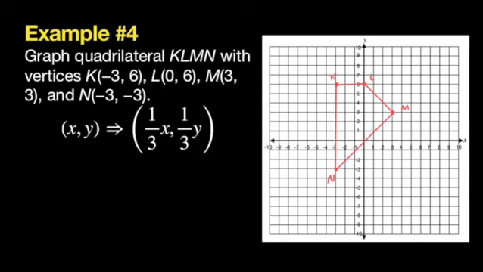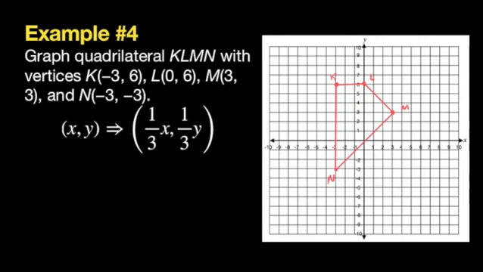Example 4 is very similar to example 3. In this case, you already are given the image, so we have K, L, M, and N. But they're not giving you the scale factor in words. They're going to give you the scale factor in symbols. In this case, it's telling you that X and Y is going to be multiplied by 1/3. So technically, our scale factor right here is going to be 1/3.